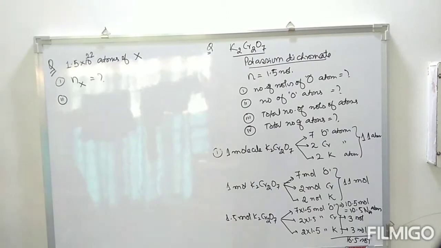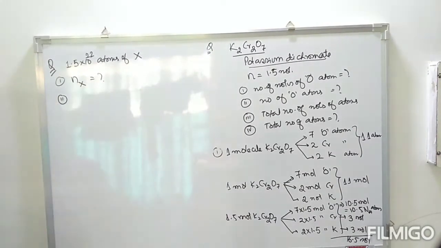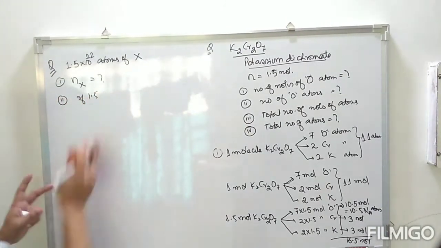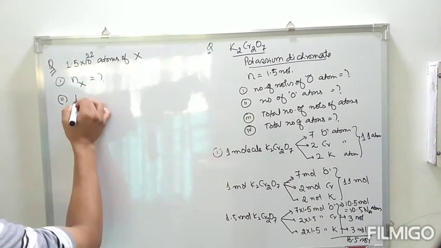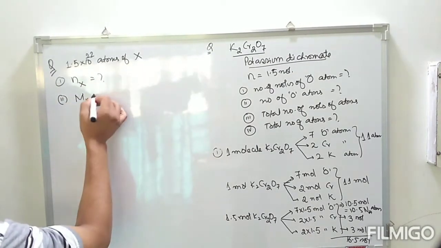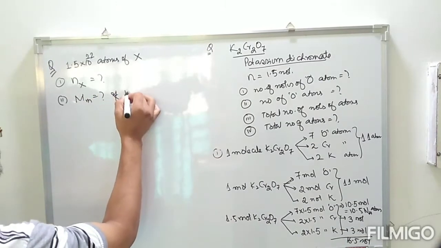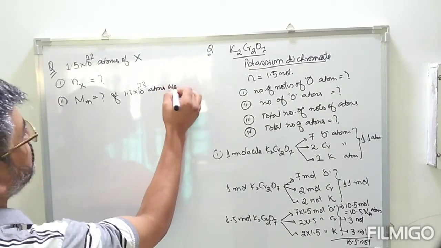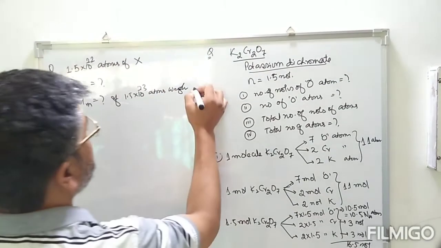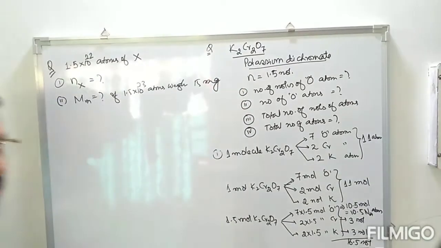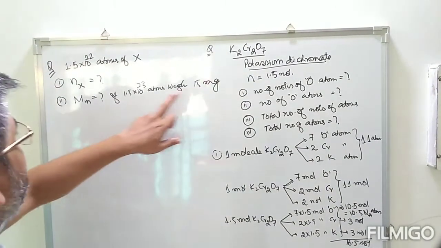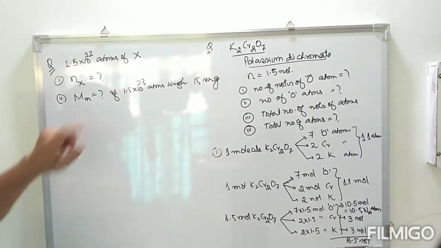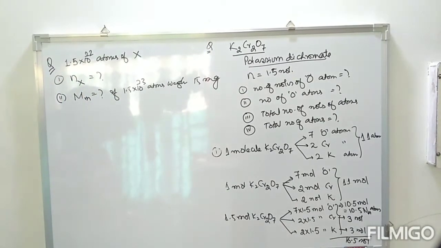Then second, from this number of moles, find the molecular mass, gram molecular mass of X, if 1.5 into 10 to the power 23 atoms weighs, suppose, some 15 milligram. The weight of 1.5 into 10 to the power 23 atoms is 15 milligram. Then what is the molecular mass of the substance?